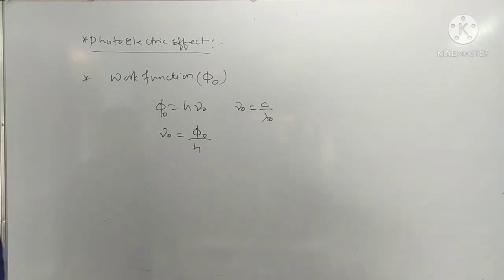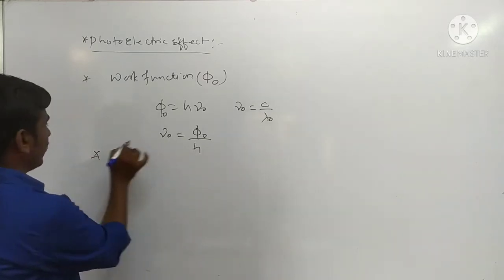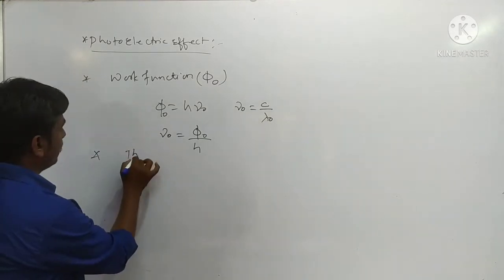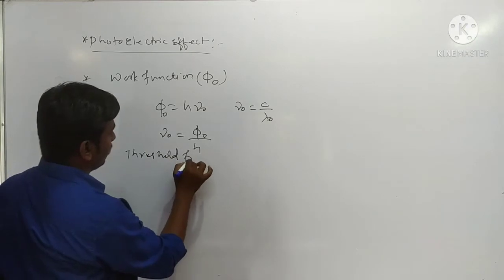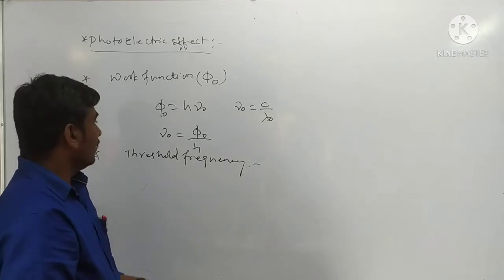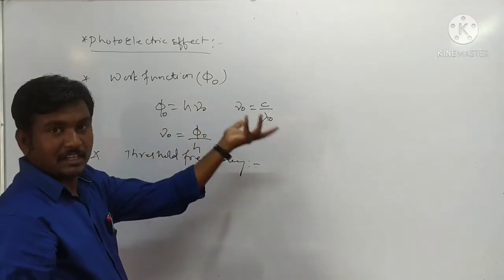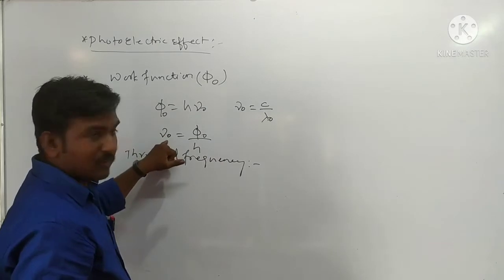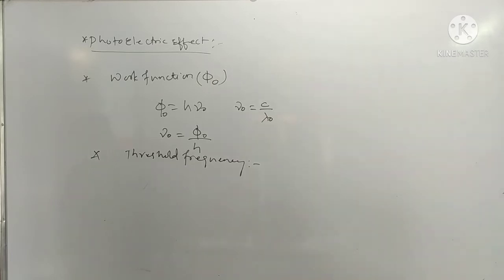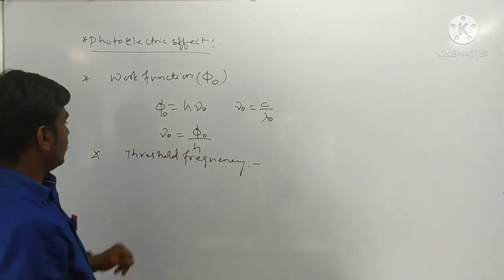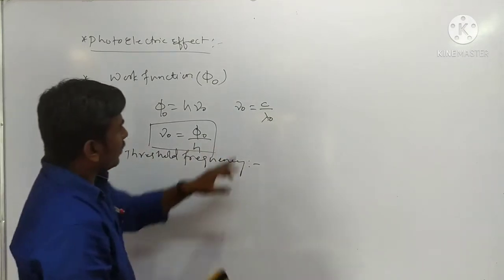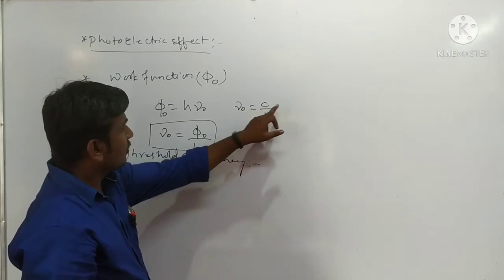This is called the work function, and this is the threshold frequency. What is threshold frequency? It is the minimum frequency required to emit electrons from the metal surface. Therefore, threshold frequency equals phi naught divided by h. Also, threshold frequency equals c divided by lambda naught.